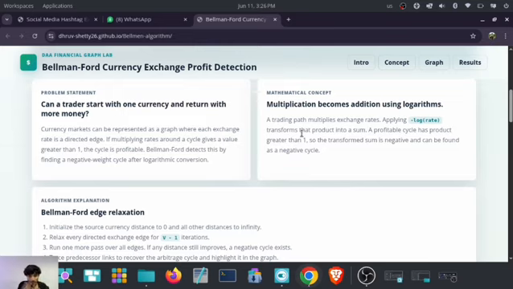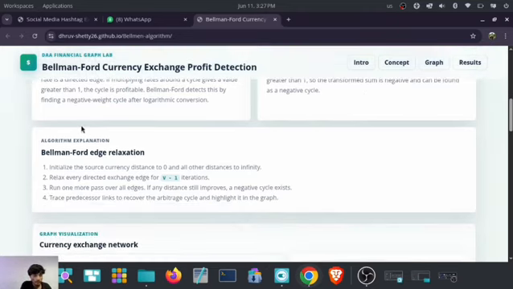If we go the mathematical way, the multiplication would be hard to work with, so we'll convert the multiplication to an addition. The multiplication is converted to addition with the formula minus log of the rate. So it transforms the product into a sum. A profit cycle has a product greater than 1, so it will be easy to find. And why are we doing this? Because we get an effective way of finding the answer. After finding the negative cycle, that negative cycle gives the profit. I'll explain how later.